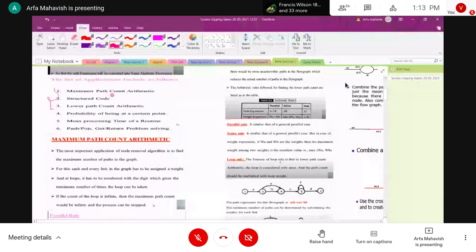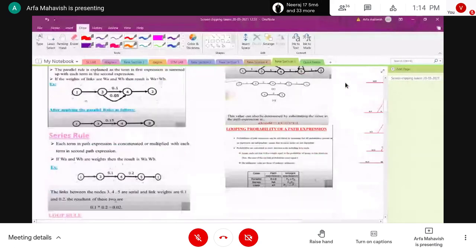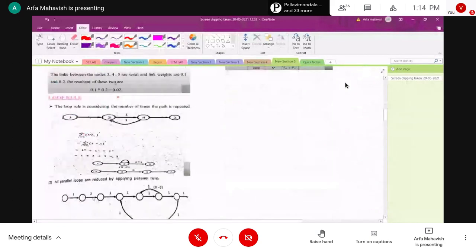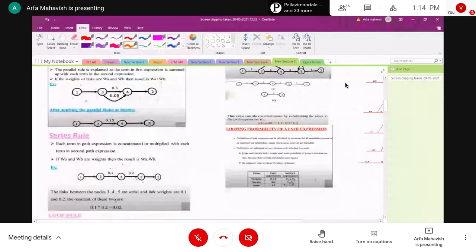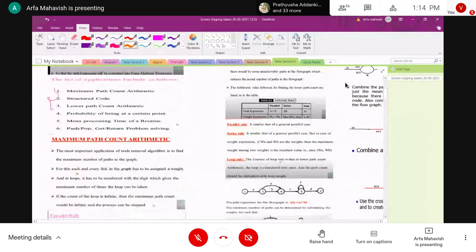Maximum path count. Previously we have seen the maximum path count. The important application of node removing algorithms is to find the maximum number of paths in the graph. For this, each and every link in the graph has to be assigned a weight. Previously we gave the weightage: we remove the names and provide weights to each path.